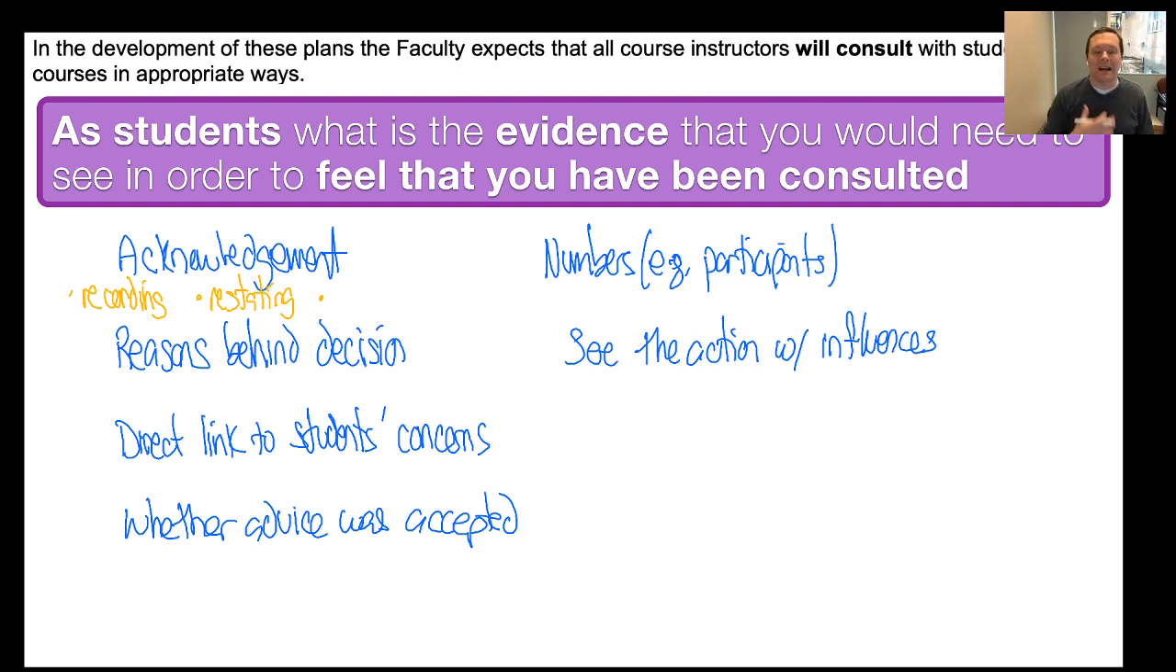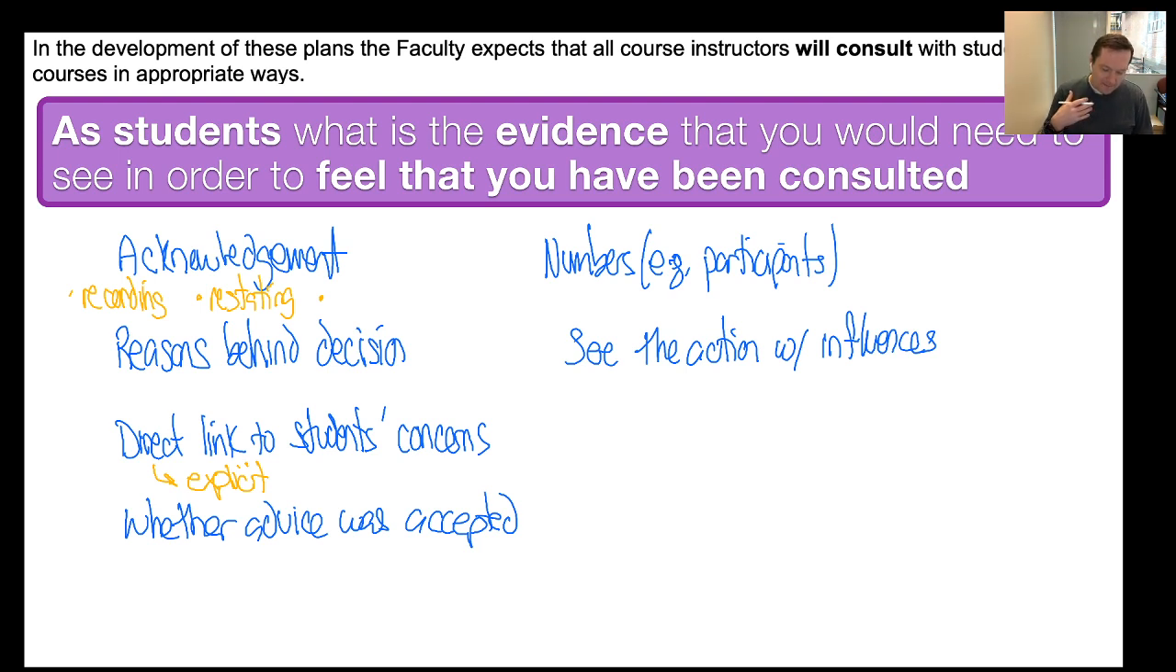The reasons behind the decision I am totally in favor of, and I know that I personally have significant, I'll call them trust issues, that's probably overstating it, towards authority. I don't do ethos so good. I need logos, I need it bad. A direct link to students' concerns, and I think it needs to be made explicit, is what I think you're saying. Whether the advice was accepted, I think some of the quantitative pieces. I'm a logos junkie, I'll admit it.